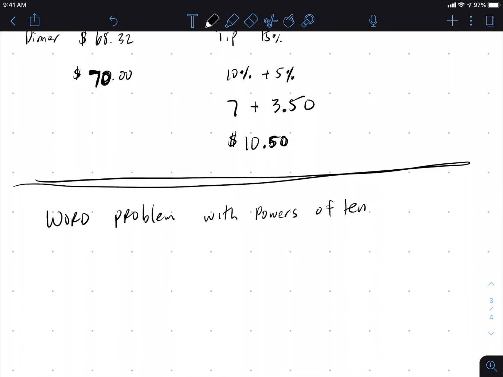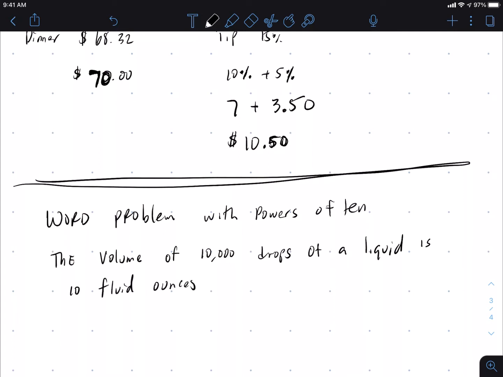This problem says the volume of 10,000 drops of a liquid is 10 fluid ounces. Okay? The question is, what is the volume of 100 drops?